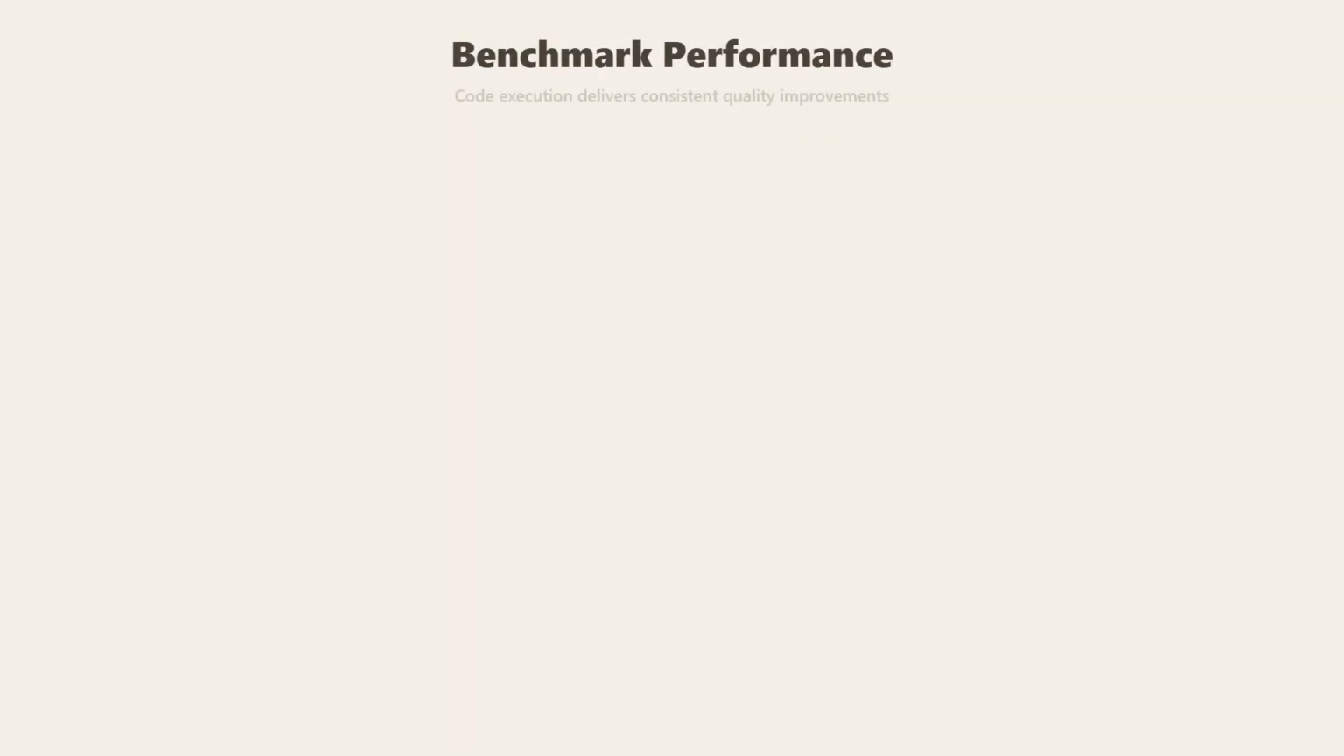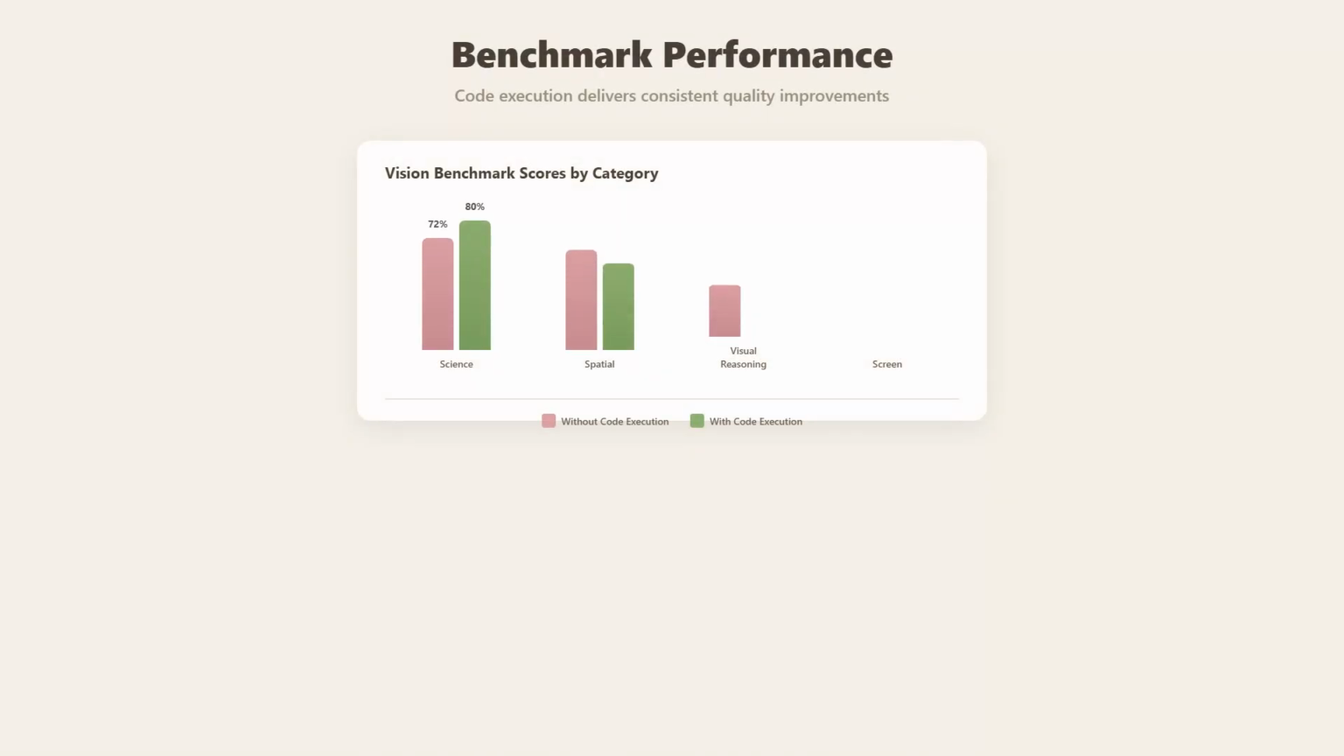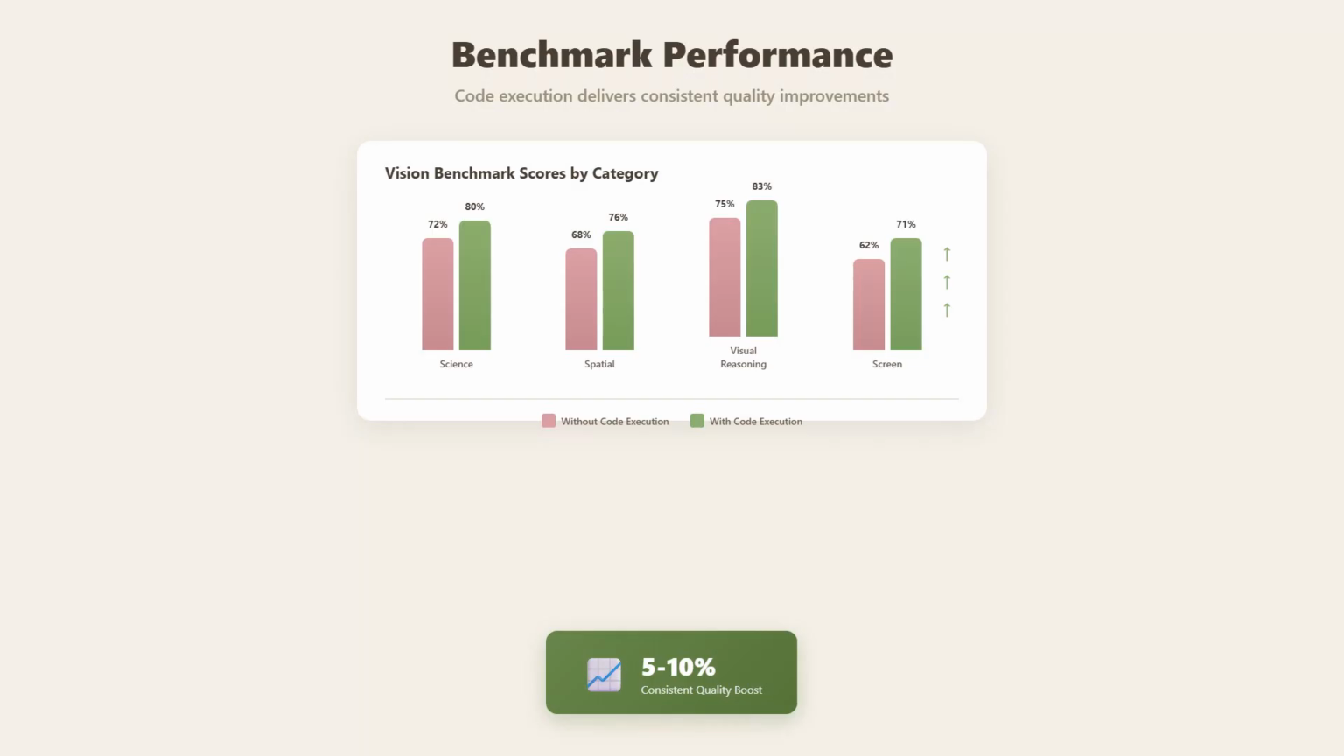Now let's look at the numbers. Enabling code execution with Gemini 3 Flash delivers consistent improvements across all major vision benchmark categories. In science-related visual tasks, we see accuracy jump from around 72% to 80%. Spatial understanding tasks improve from 68% to 76%. Visual reasoning, which tests the model's ability to understand complex image relationships, improves from 75% to 83%. And screen understanding, which involves parsing user interfaces and documents, jumps from 62% to 71%.